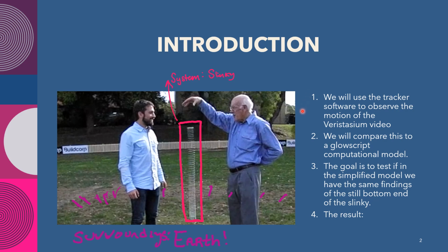So we'll use the Tracker software to observe the motion of the bottom of the slinky during the video, and then compare this to a GlowScript computational model. The goal is to test if in the simplified model we'll have the same findings of the still bottom end of the slinky, in that when he initially drops it, the top has to hit the bottom for it to go. And the result is that we did.